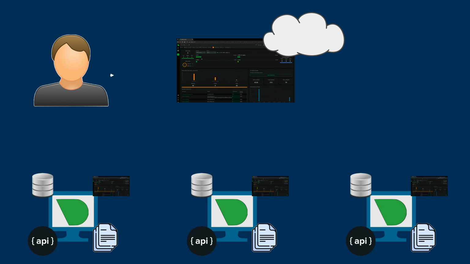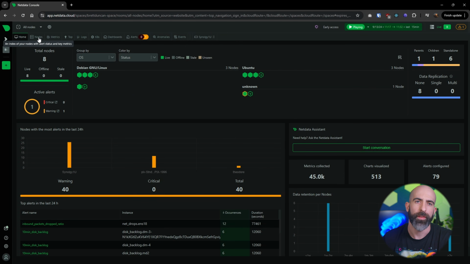So let me make one thing clear before I forget, is that when you're using the cloud, you're not sending all of your data to the cloud. It's all stored locally on the machine that you install the agent on. And then when you pull up the cloud interface, it's pulling from there. So you're not sending your data to the cloud. It's not storing it in the cloud. It's all stored locally.